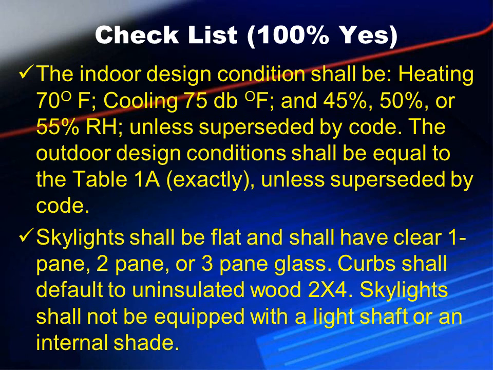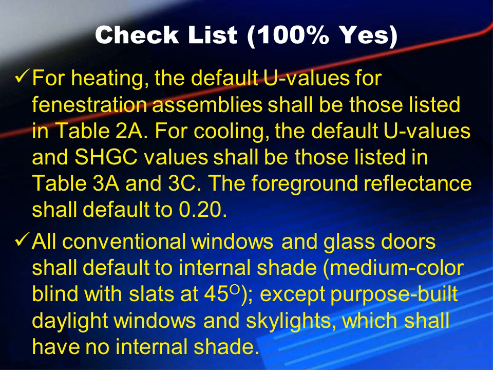Skylights shall be flat and shall have clear 1-pane, 2-pane, or 3-pane glass. Curbs shall default to uninsulated wood 2x4. Skylights shall not be equipped with a light shaft or an internal shade. For heating, the default U values for fenestration assemblies shall be those listed in Table 2A. For cooling, the default solar heat gain coefficient values shall be those listed in Table 3A and 3C. The foreground reflectance shall default to 0.20.